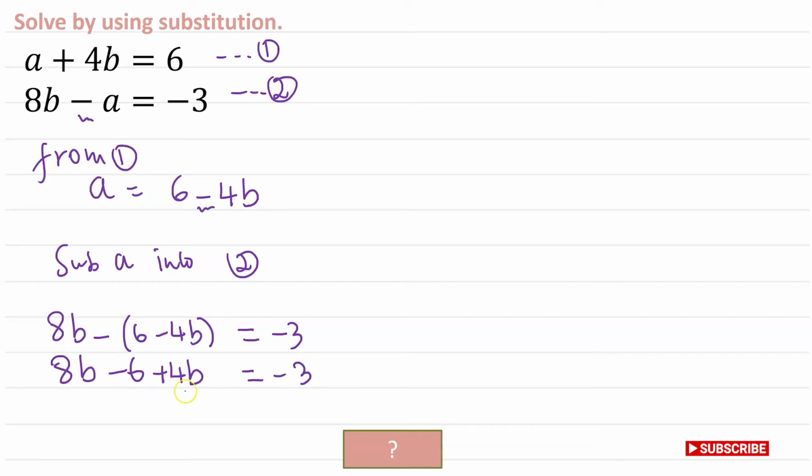So now I'm going to collect like terms. So that's going to be 12b equals to, I'm going to add 6 on both sides, so negative 3 plus 6, that's equal to 3, because negative 6 plus 6, that's going to be 0. So therefore b is going to be equal to 3 over 12, which is a quarter.